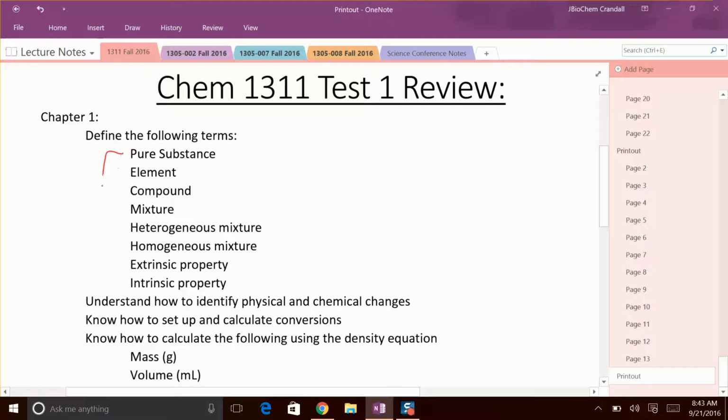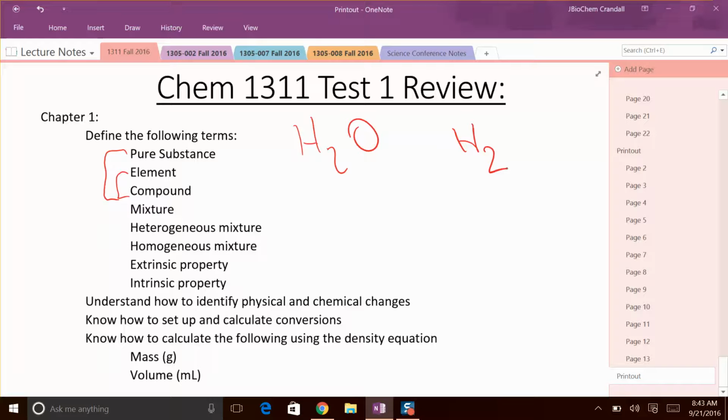So make sure you know the definitions for those things. Pure substances, that's an element and a compound. So those are kind of grouped. Pure substances are elements and compounds. The confusing thing about that sometimes is when you say H2O versus H2, and you ask which one is the pure substance. What's that? They're both pure substances.